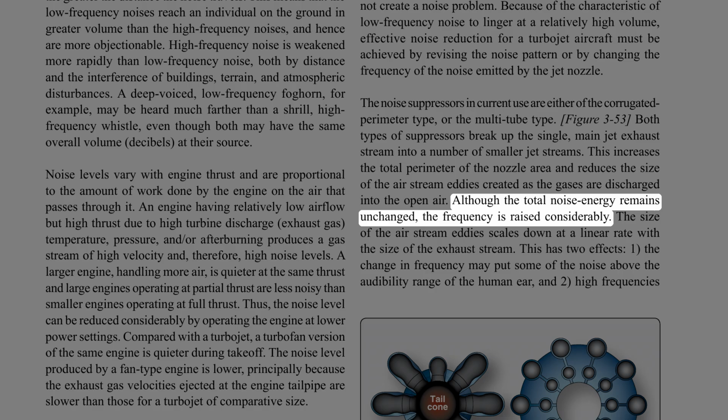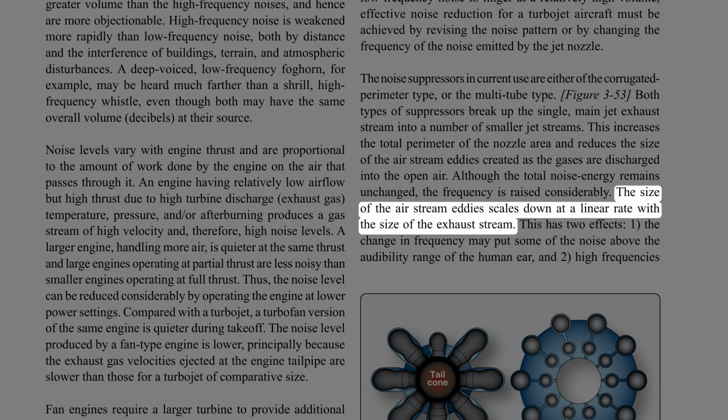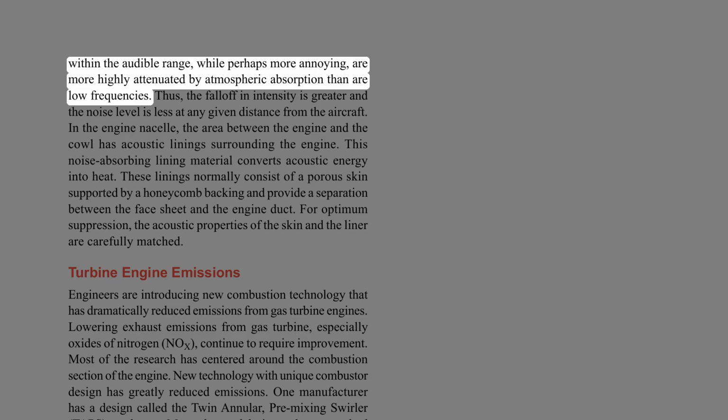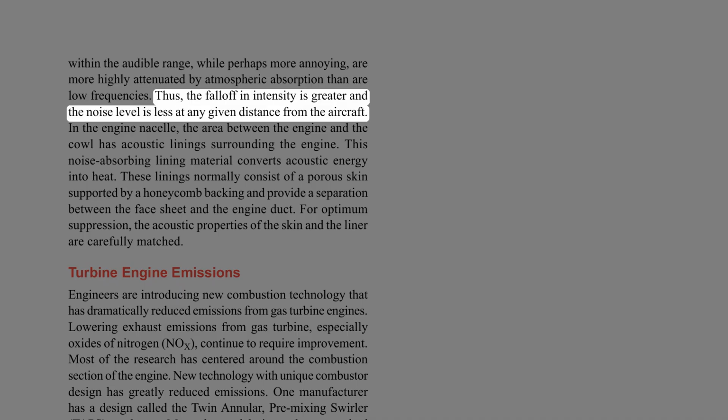Although the total noise energy remains unchanged, the frequency is raised considerably. The size of the airstream eddies scales down at a linear rate with the size of the exhaust stream. This has two effects. 1. The change in frequency may put some of the noise above the audibility range of the human ear, and 2. High frequencies within the audible range, while perhaps more annoying, are more highly attenuated by atmospheric absorption than are low frequencies. Thus, the fall-off in intensity is greater and the noise level is less at any given distance from the aircraft.